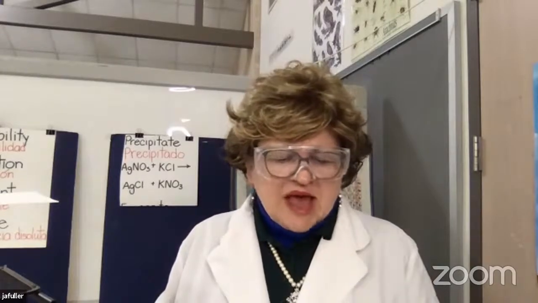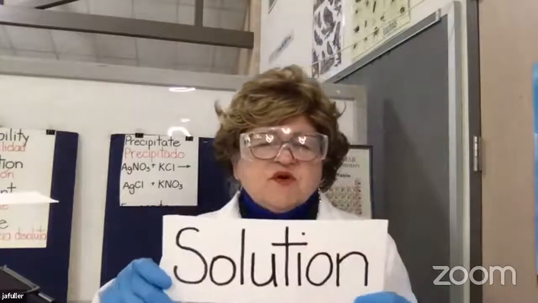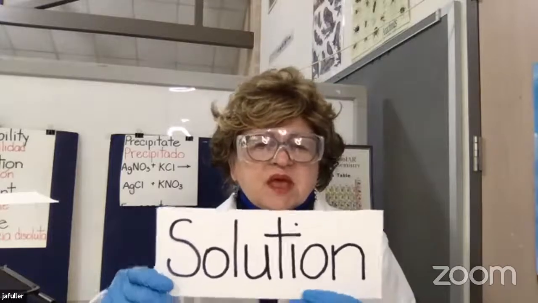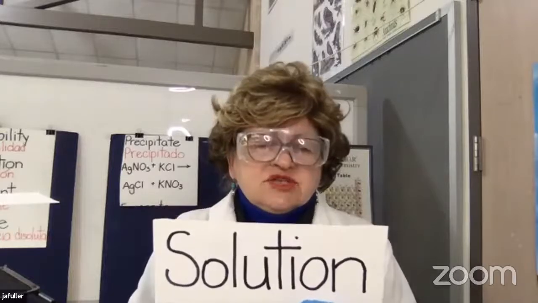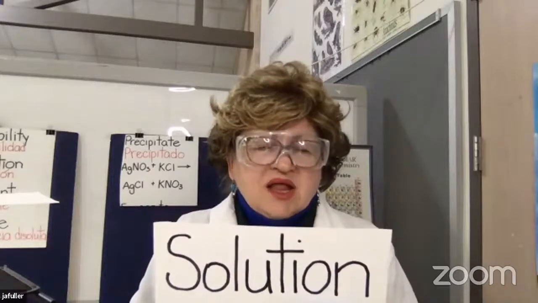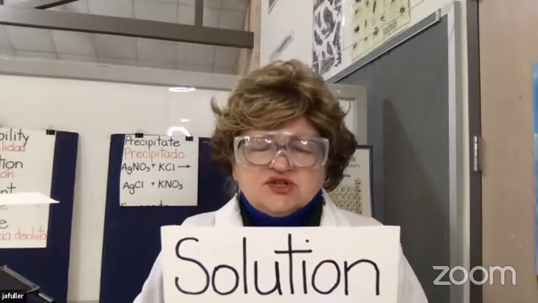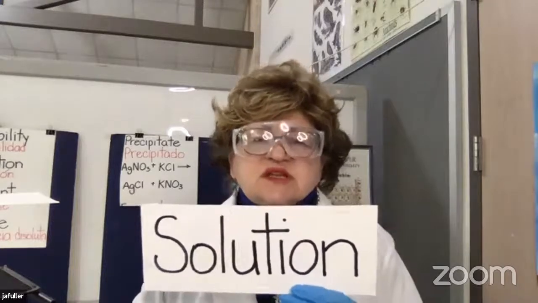So when two aqueous solutions react, they sometimes form solids in the solution, and that would be our precipitate. The solid precipitate is an insoluble ionic solid. That means it can't be dissolved again. So let's talk about solutions before we do our demonstration. Now, when you were in the 6th grade, you learned about solutions, suspensions, colloids. I'm going to remind you of the characteristics of solutions.